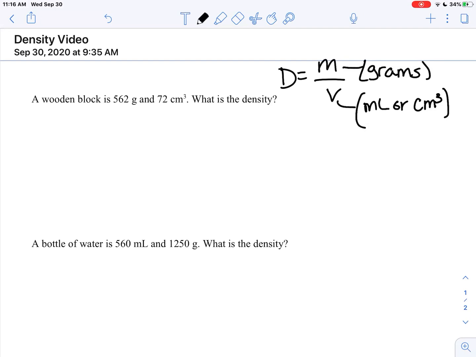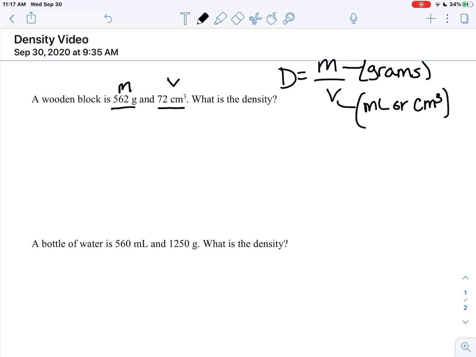So here we have a wooden block is 562 grams and 72 centimeters cubed. So I underline both of my givens. When I say given, I just mean number with unit. And then I use the units to figure out what variable they are. So if I have grams here, I look at grams here, and I know that this must be M. Same thing, if I have centimeters cubed here and centimeters cubed here, then centimeters cubed must be V.